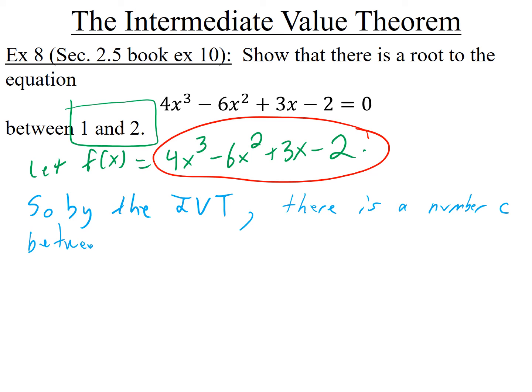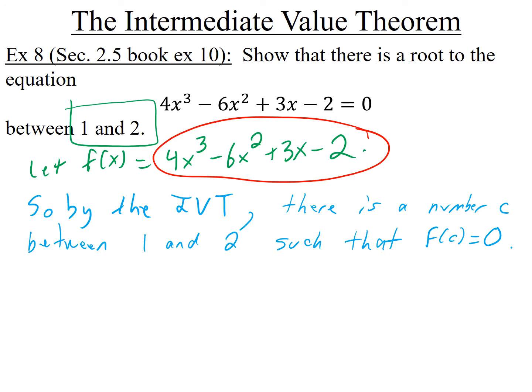Between 1 and 2, such that what? That does something, right? There's a number between 1 and 2 that does something, such that if you plug this number c into the function, you get n. I'm not going to write n. What was n? It was 0. There's a number you can plug into the function to get 0.